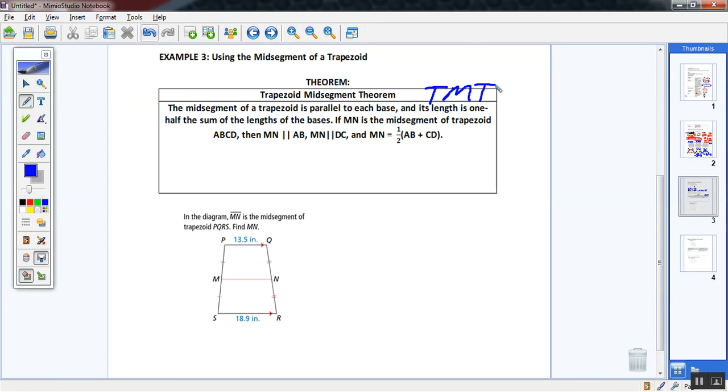The mid-segment of a trapezoid is parallel to each base, and its length is 1/2 the sum of the lengths of the bases. If MN is the mid-segment of trapezoid ABCD, then MN is parallel to AB, MN is parallel to DC, and MN is half. This is a lot, okay?